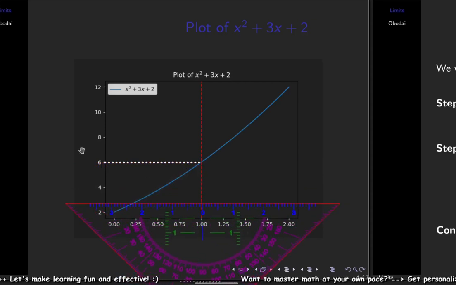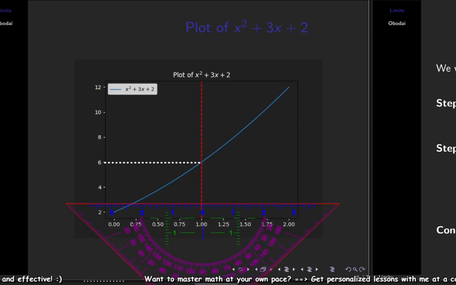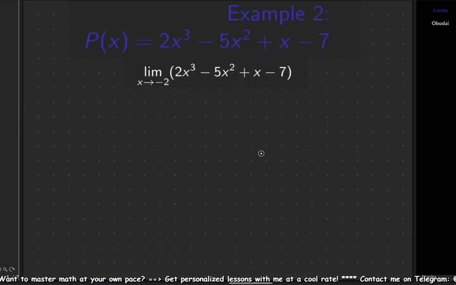So solving for limits doesn't only restrict to the algebraic method. You can always do it graphically. But the problem is most times we are not able to plot the graph and there is less time. Let's quickly look at our next example. Let's quickly solve this second one, and at the end I'll show the graphical view.